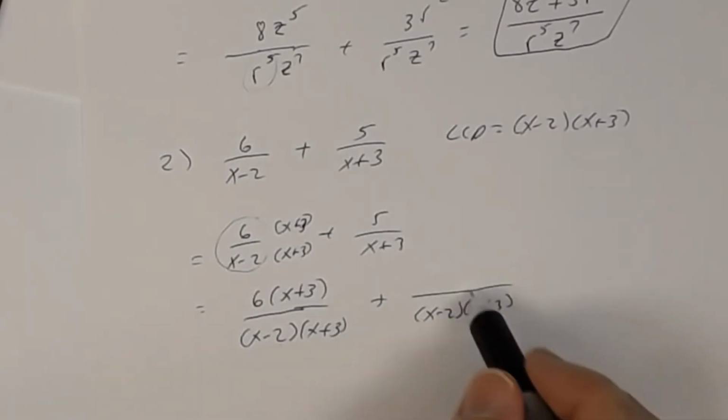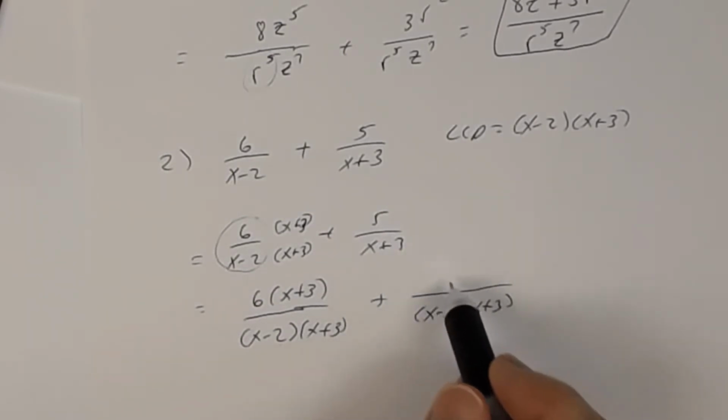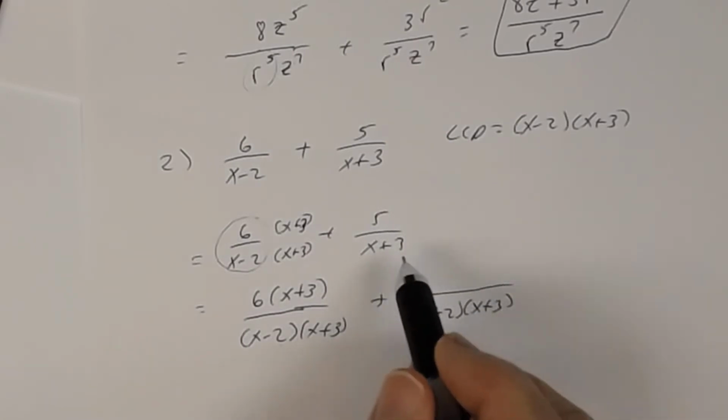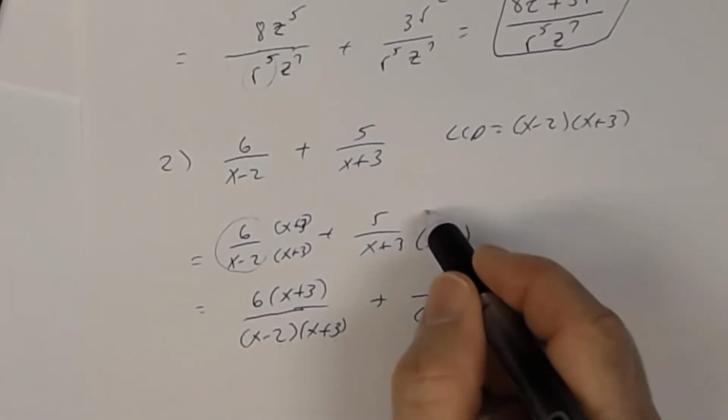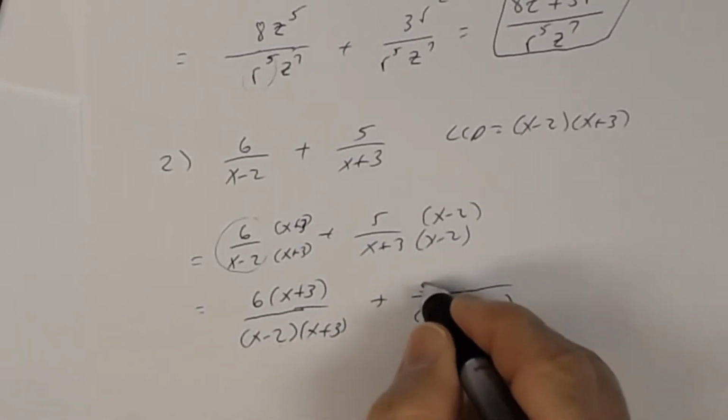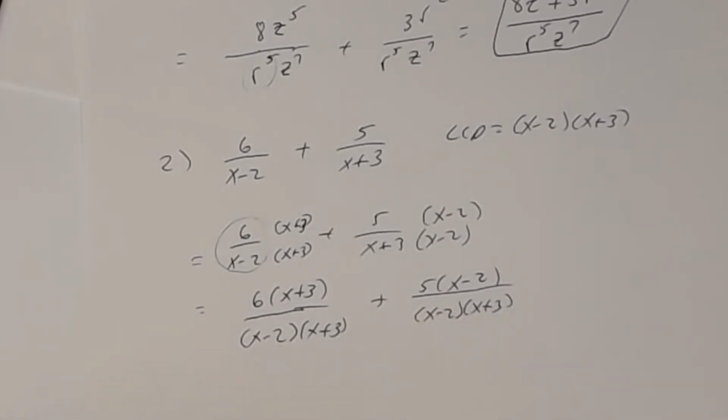Okay? Then you do the same thing here. So I have x plus 3. I don't see x minus 2 here. So I got to multiply this by x minus 2. What you do to the denominator, you do to the numerator. So I got to say 5 times x minus 2. Notice the parentheses. That's going to be important.